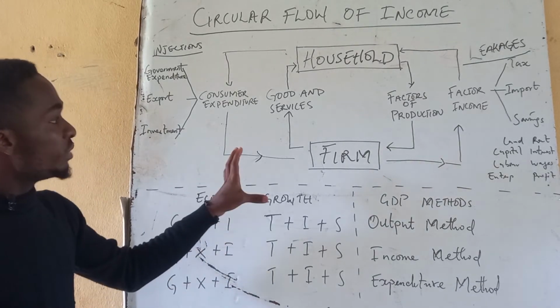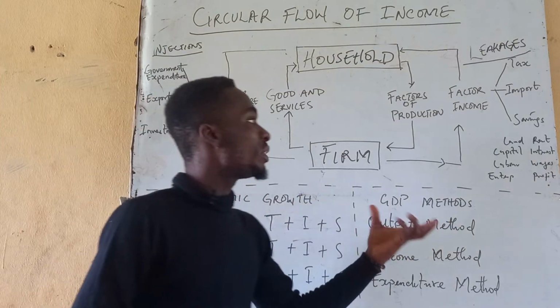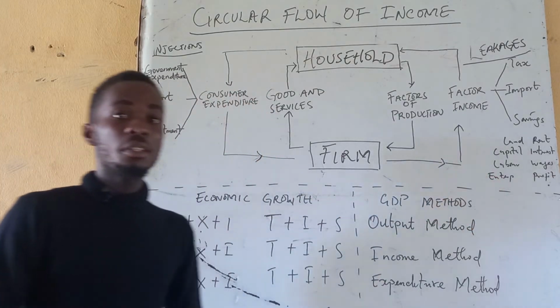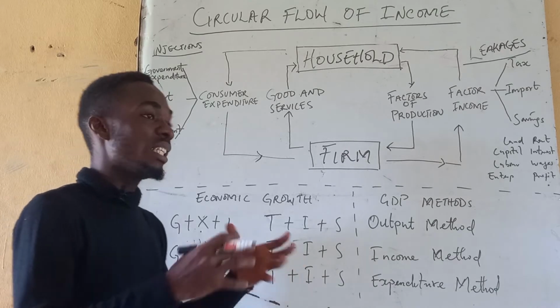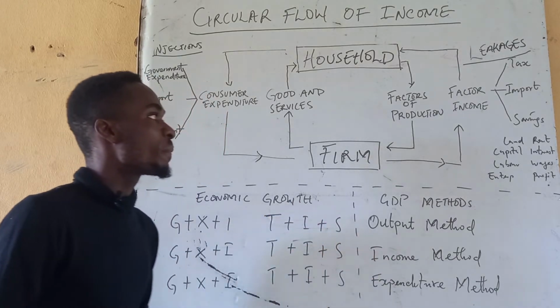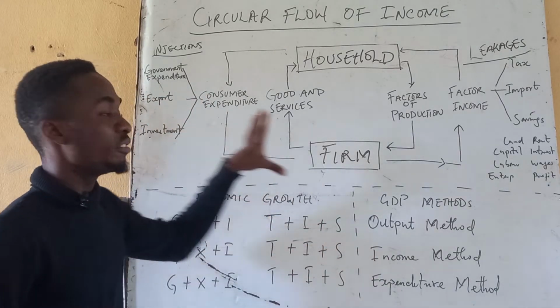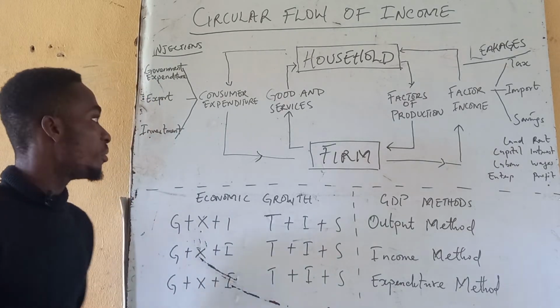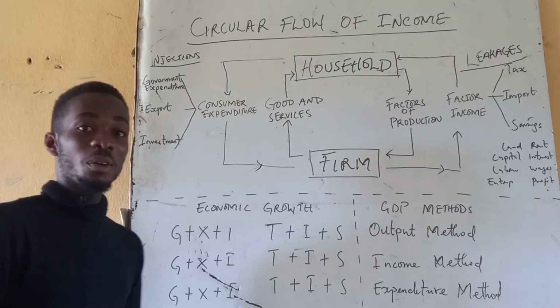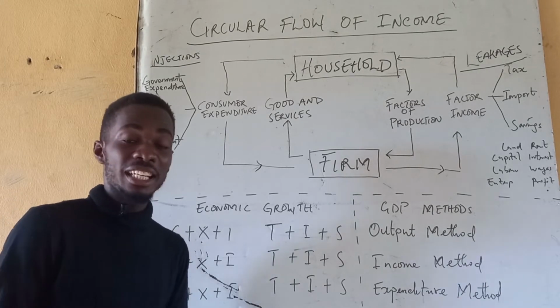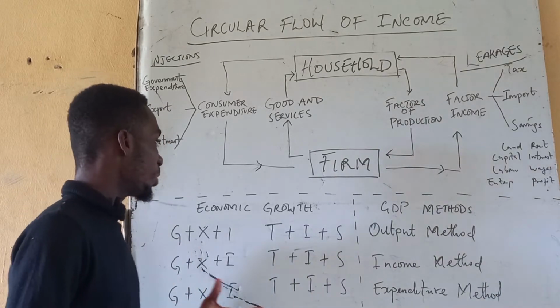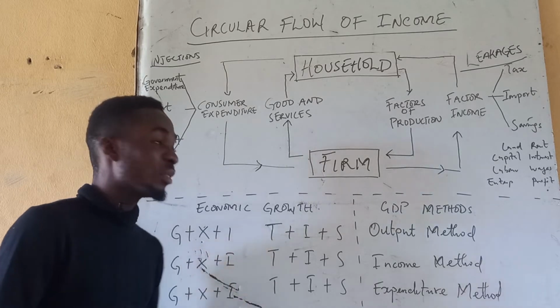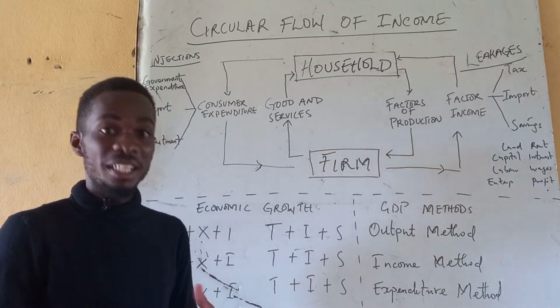Now, individuals and firms can also decide to save parts of their income, and that serves as a leakage from the economy. All right, that explains the 4, the 3, and the 2 sector model of the circular flow. All of these are in an attempt to reach these conclusions. The first conclusion is on economic growth, and the second conclusion is on GDP methods.